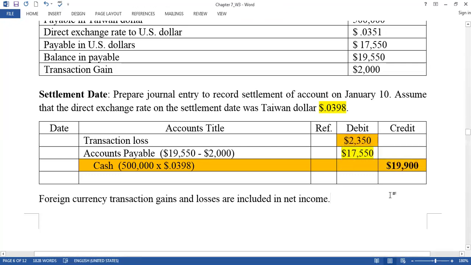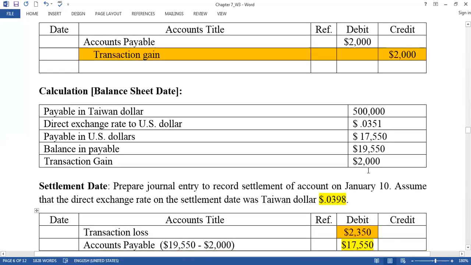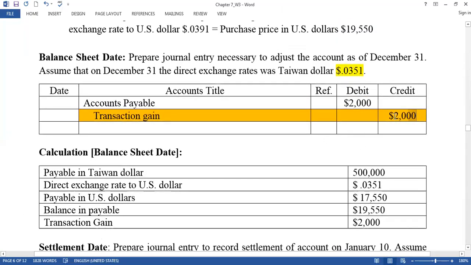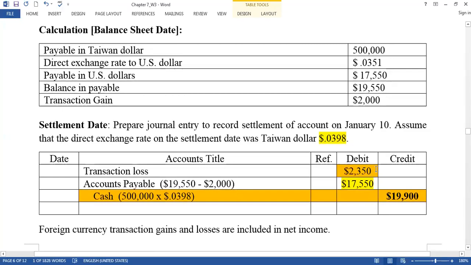Again, is this your real loss? No, because you have a gain here, right? So gain 2,000, loss $2,350. That means $350 is the net loss, something like this. That will be transferred to the income statement.